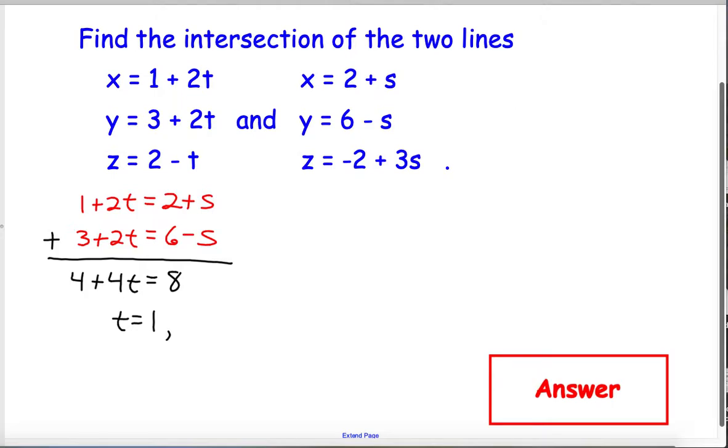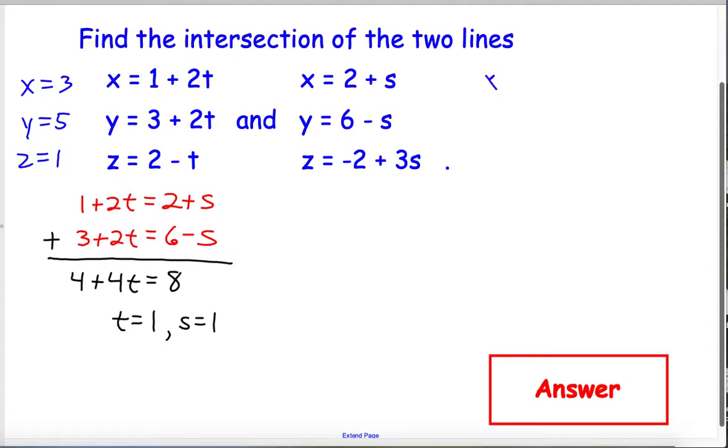Now take either equation and plug in t equals 1 and solve for s. I'll use the first equation, so we get 3 is 2 plus s, so s winds up being 1 as well. Now that's just a coincidence. They won't always be the same value, of course. All right, so when t is 1, let's look at the first equation. When t is 1, we're going to get x is equal to 3, y is equal to 5, and z is equal to 1.